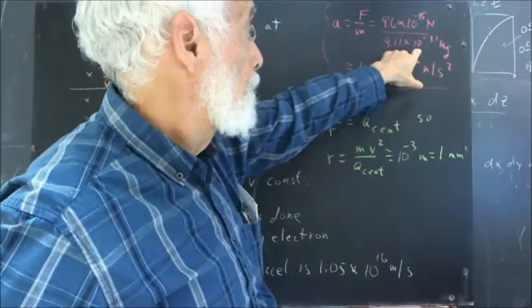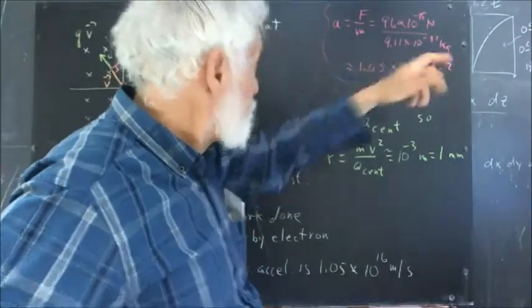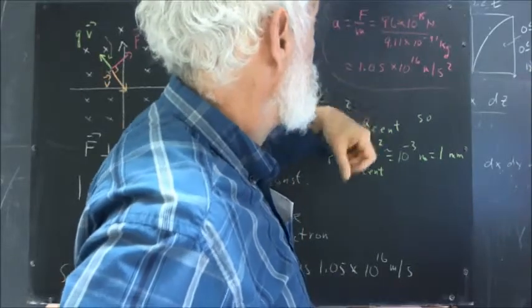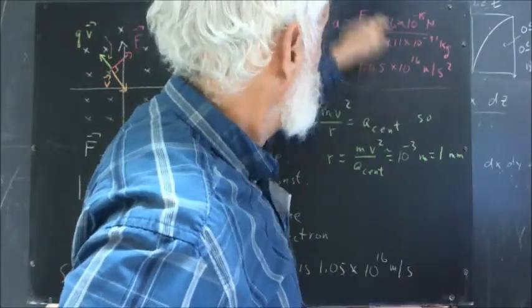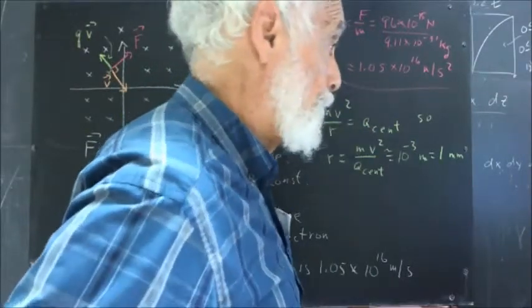10 to the negative 31st divided into 10 to the negative 15th gives us 10 to the 31st times 10 to the negative 15th, which is 10 to the 16th. And 9.6 divided by 9.1 is pretty close to 1.05.